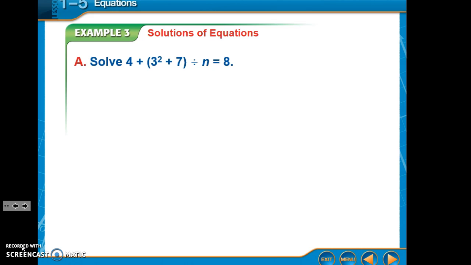Alright, so this is example 3, solutions of equations. So here we have 4 plus the quantity 3 squared plus 7, divided by n, equals 8. So we want to solve for our value of n.